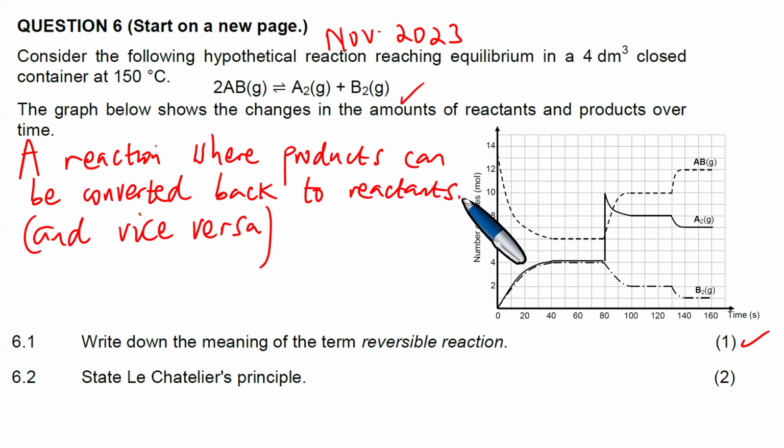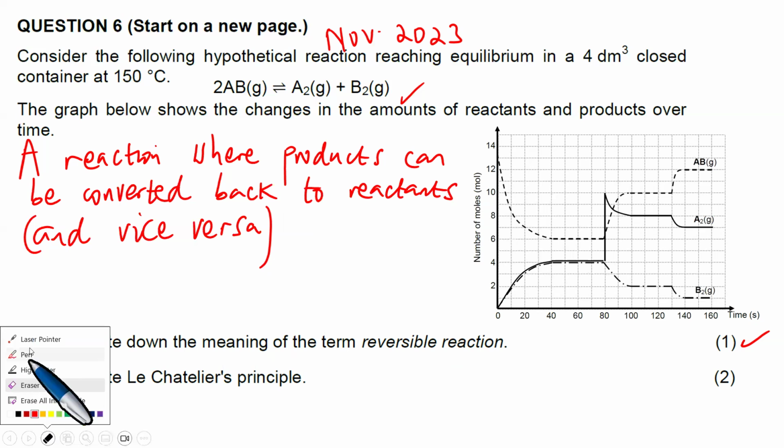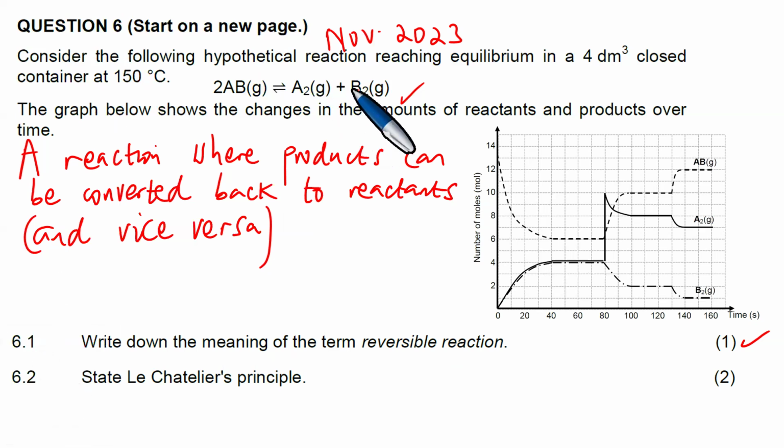Analyze this with me. Consider the following hypothetical reaction reaching equilibrium in a 4 cubic decimeter closed container at 150 degrees Celsius. Write down the meaning of the term reversible reaction: a reaction where products can be converted back to reactants. This means that you have a reversible reaction because you can convert the products back to reactants. Okay. State Le Chatelier's principle.